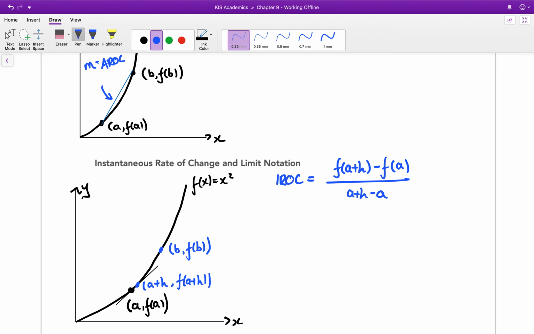And it's going to be more and more accurate when our distance h gets closer and closer to 0. The way we can notate that is through what we call limit notation. So we can show that we want h to be as close to 0 as possible by saying our instantaneous rate of change is the limit as h approaches 0 of this entire equation. What this limit notation means is that we want to find what the value of this gradient, or this equation, is going to be as h gets closer and closer to 0, or as it tends towards 0.